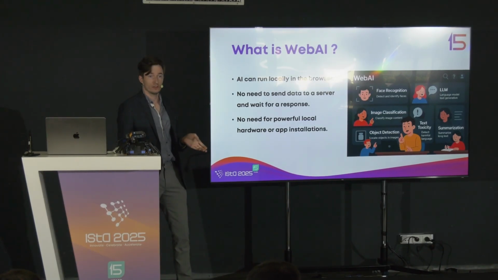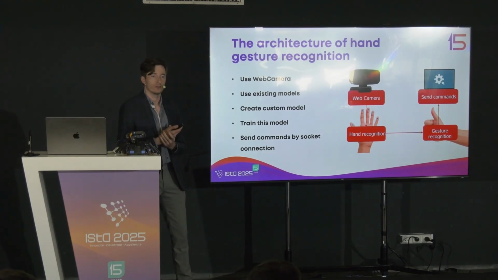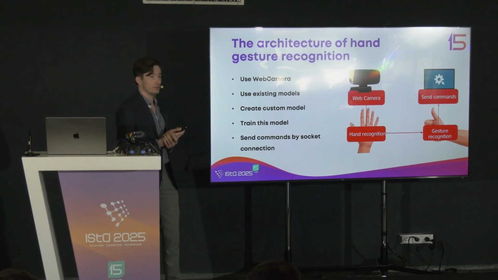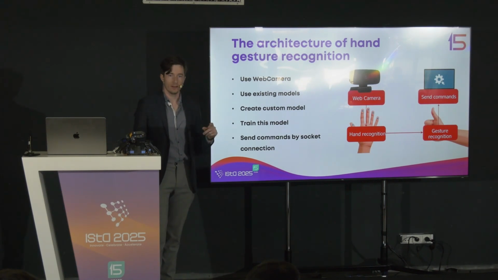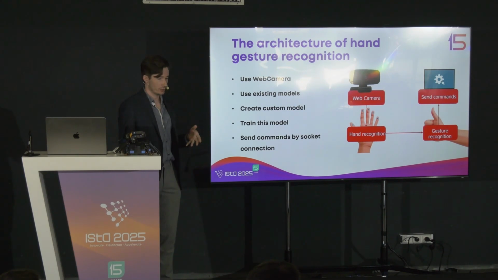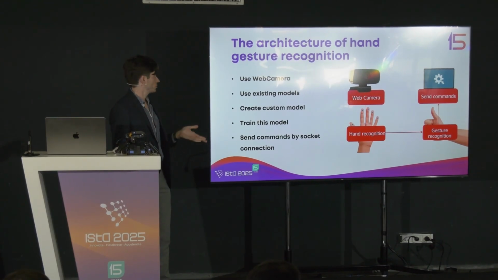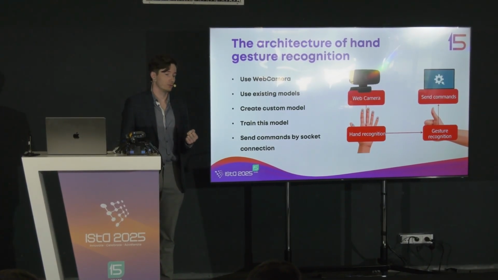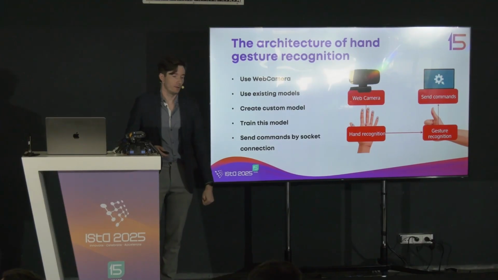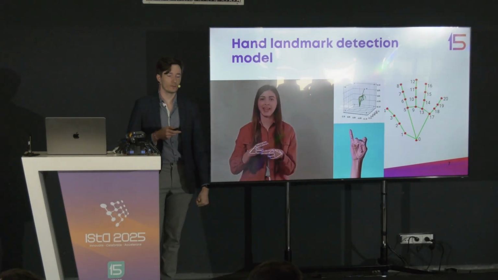And now we know this, but how can we use this for gesture recognition? It's time for the architecture of the recognition system. Here you can see that we use a web camera from a laptop or from a phone. Then we use an existing hand recognition model. Then we need to use our own gesture recognition model. And then, based on these predictions of these gestures, we can send commands to the robot and use WebSockets for it, for example.